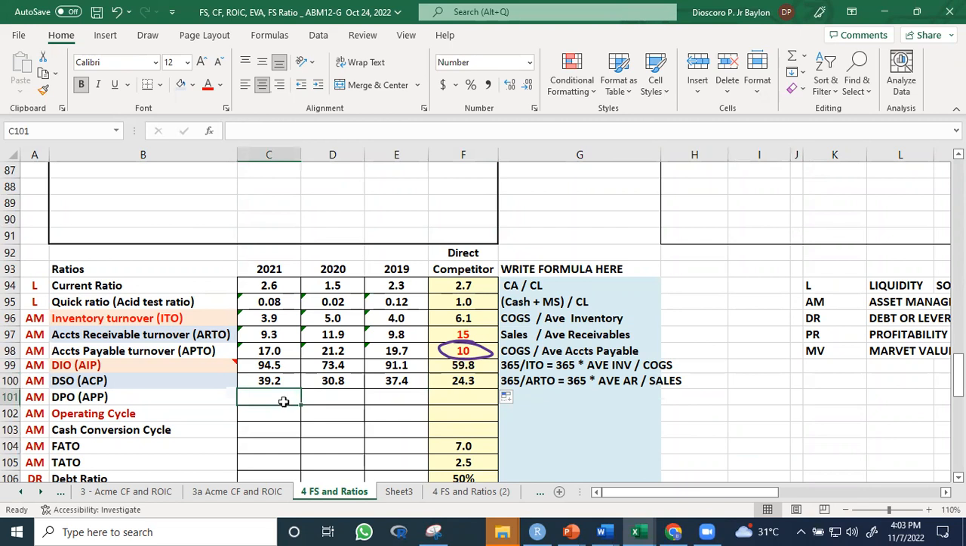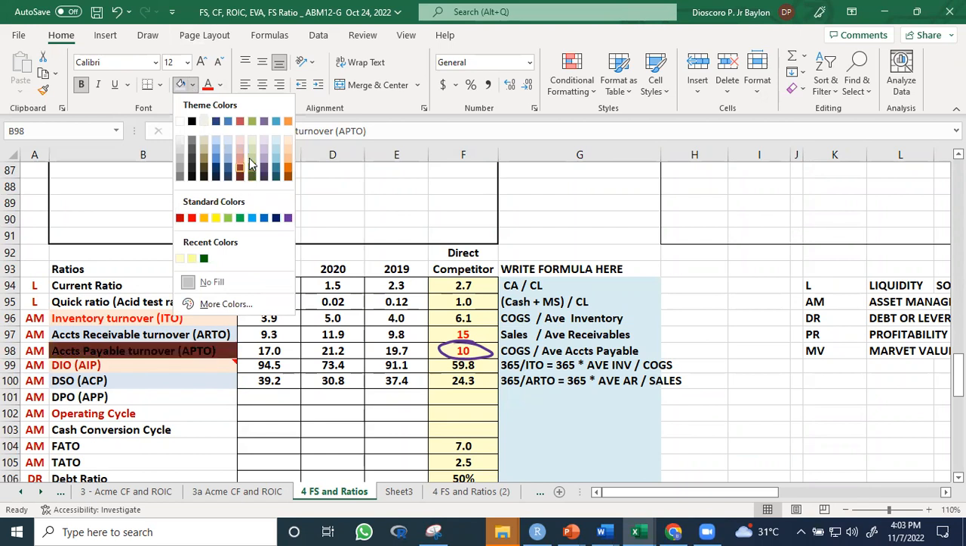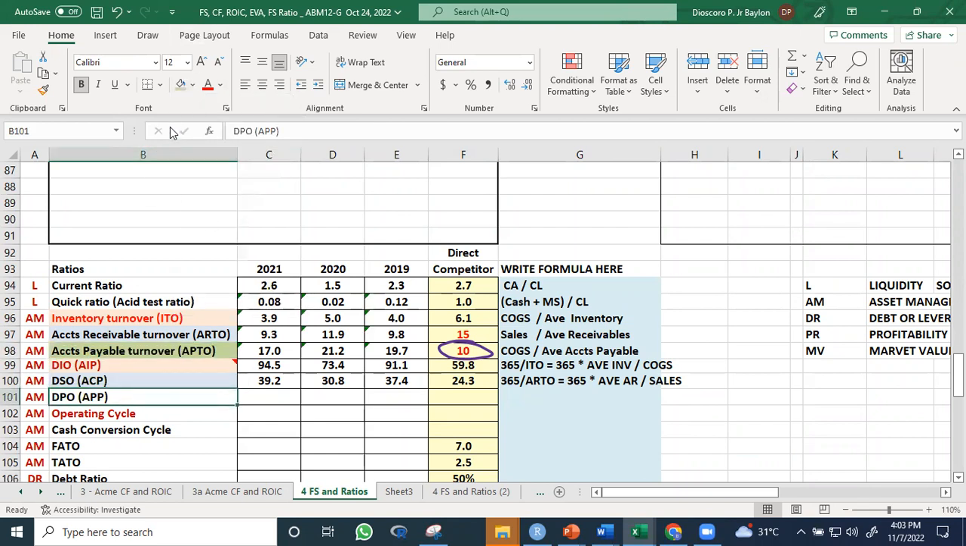Tapos lastly ito, ito naman ang pinsan niya, ito din. So magkakapinsan sila, no? Alright. So ganun din, 365 divided by yung APTO. So ano ibig sabihin nito? In 21 days pa lang, kailangan na natin magbayad. Diba? Yun ang APTO, number of times na kailangan magbayad in a year. Ito, number of days bago tayo magbayad. Okay, so yung 17 times, ibig sabihin yan, in 21 days.